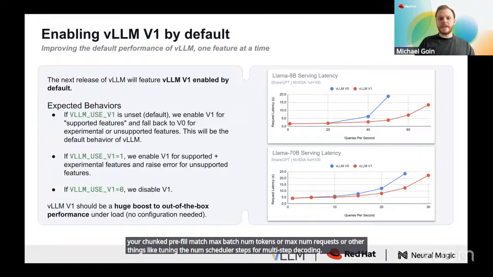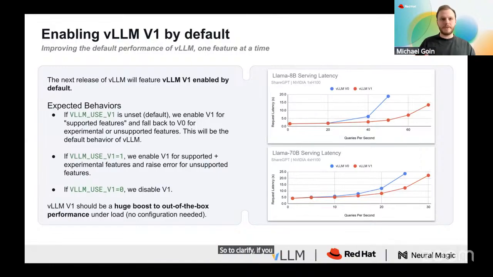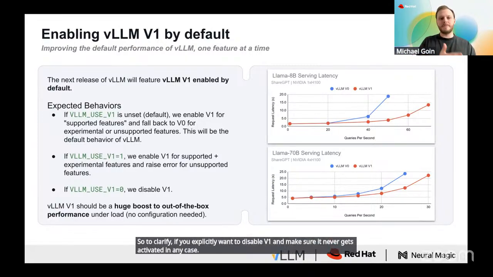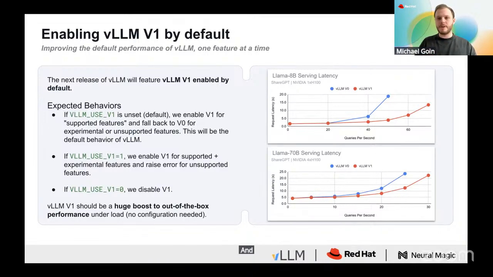So to clarify, if you explicitly want to disable v1 and make sure it never gets activated in any case, you can set the VLLM_USE_V1 environment variable that's existed for a while explicitly to 0, and you will always run on v0.